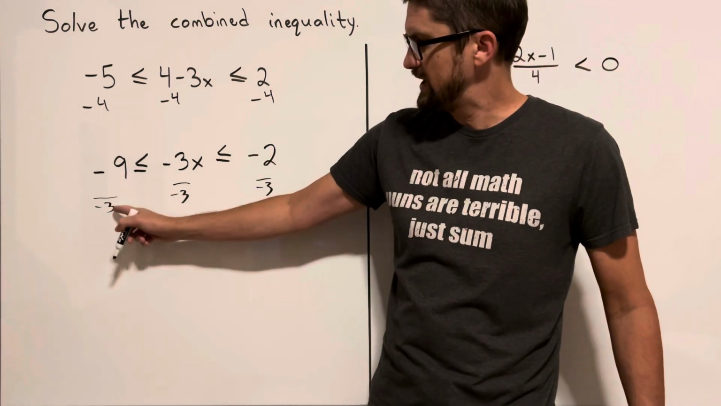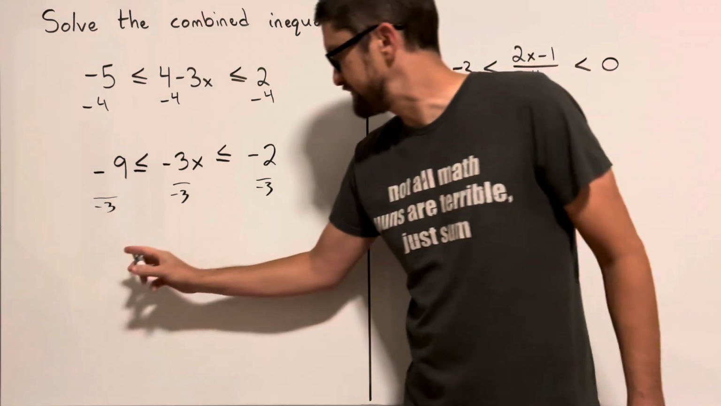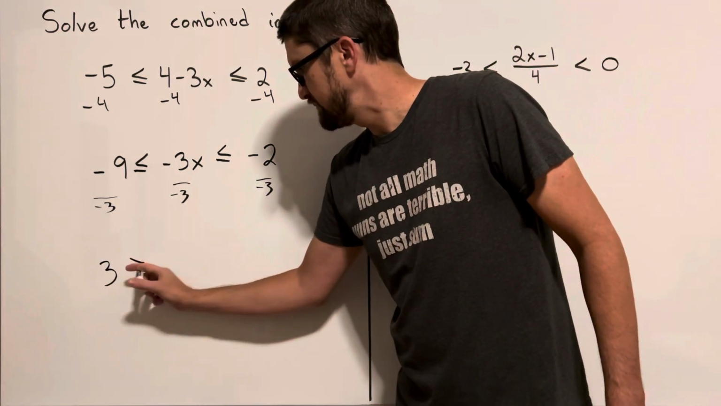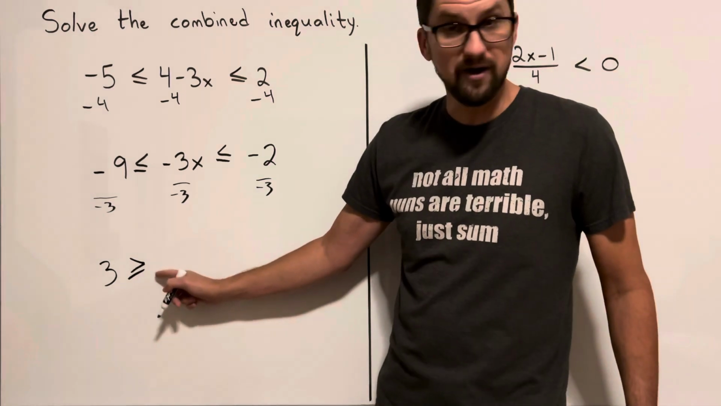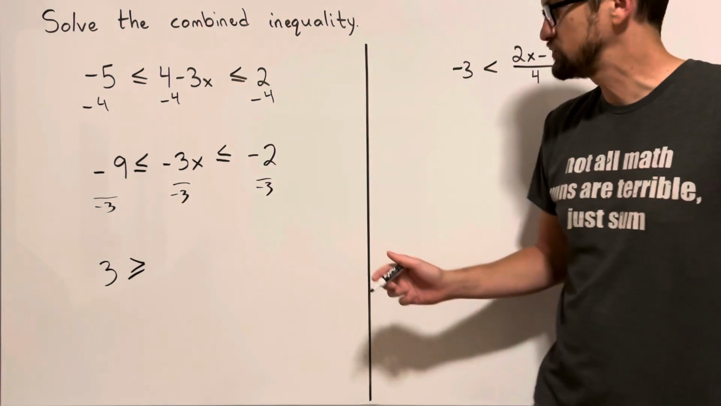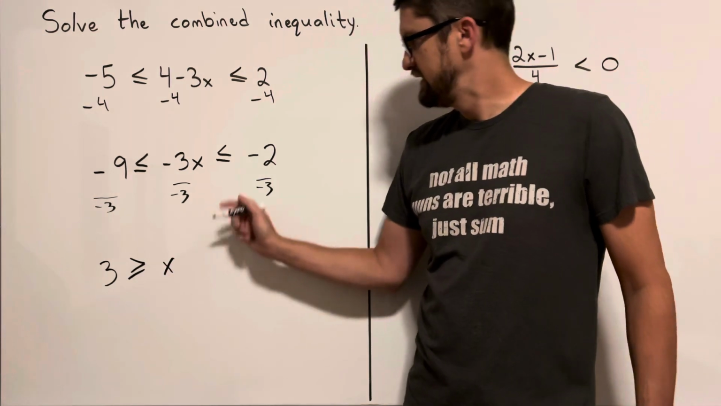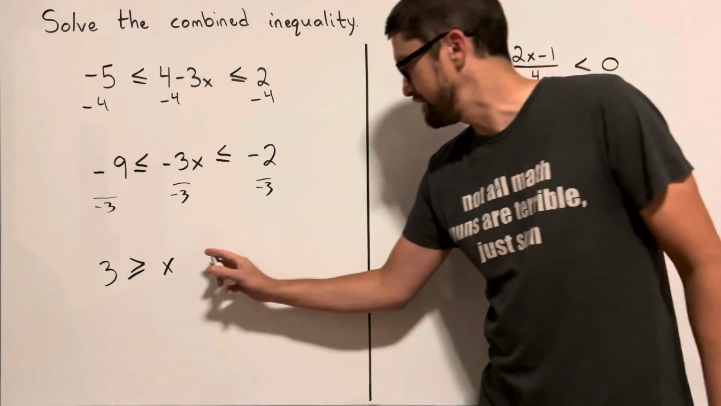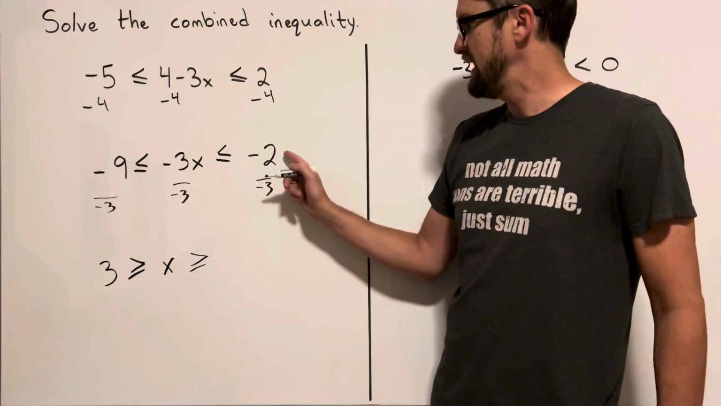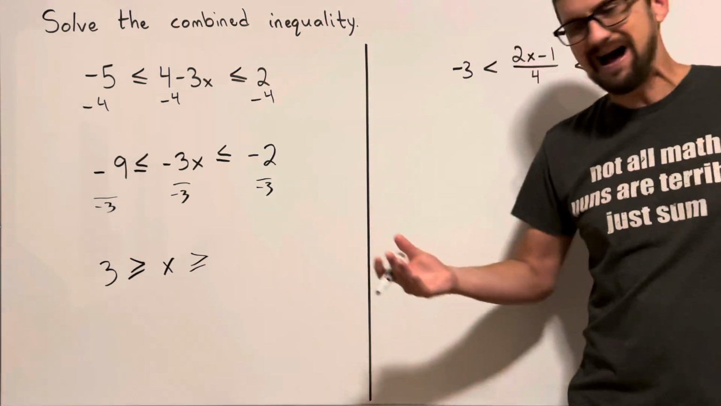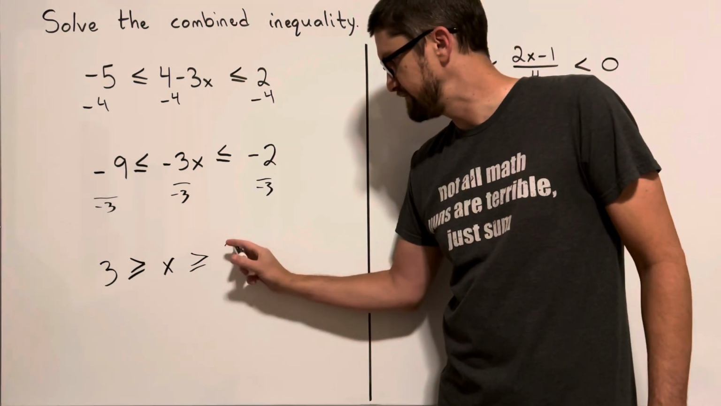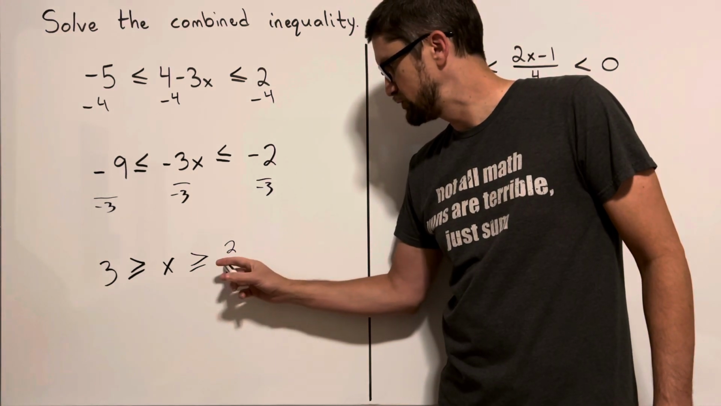All right, so -9 divided by -3 is +3. The sign's going to flip around, it's going to become a greater than or equal to. -3 is gone, you're just now left with x. This one is also going to flip around. And a negative number divided by a negative is positive. This is going to be a fraction, 2/3.